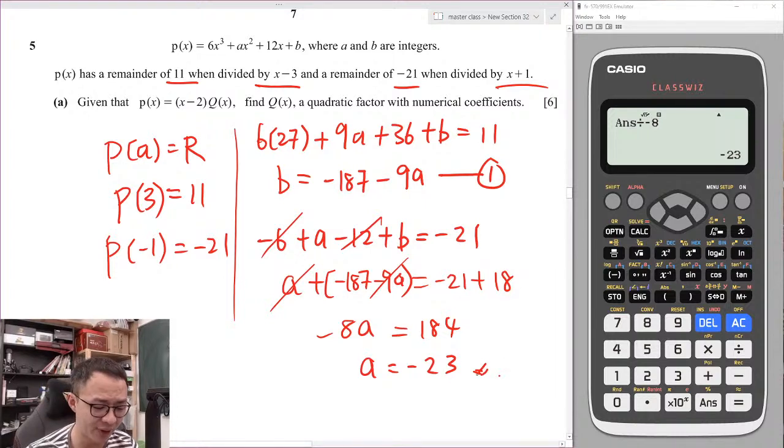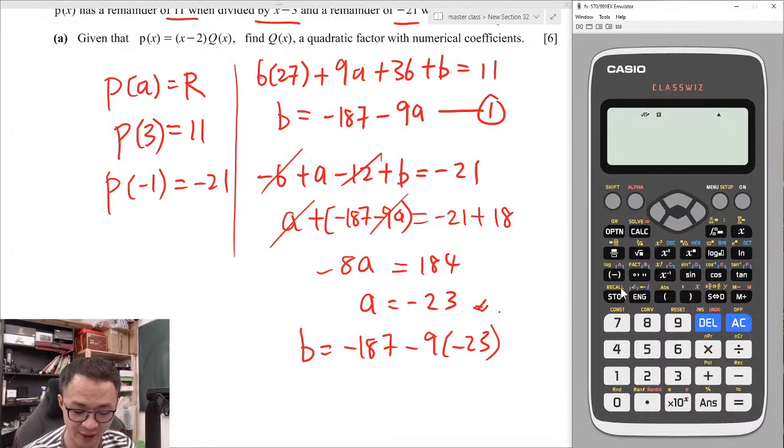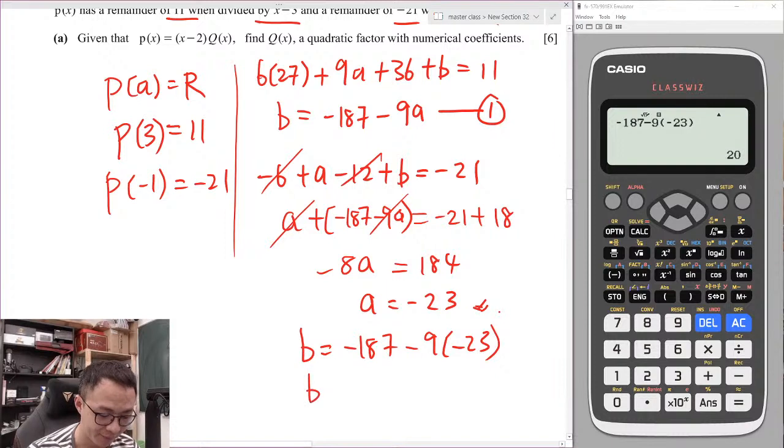Alright, then what we do is we want to find b. So b will be negative 187 minus 9 times negative 23. So negative 187 minus 9 bracket negative 23. So b is 20. Alright, but the question doesn't ask you to find a or b.